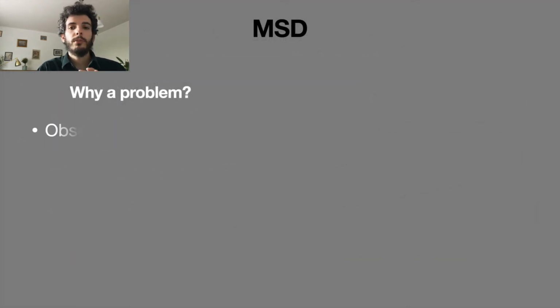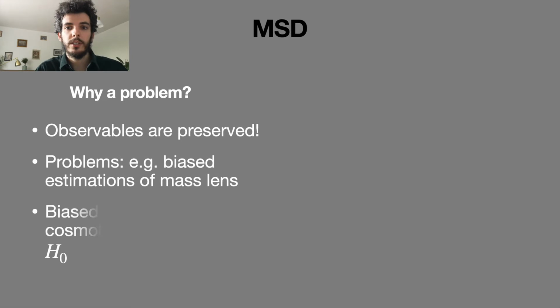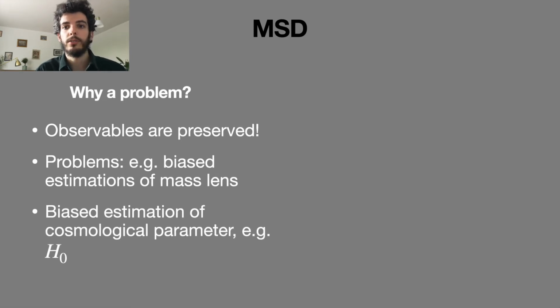So now the problem with these transformations is that the observables are preserved. So if we have different sets of parameters which give the same observable, this will introduce considerable errors when estimating this parameter, and consequently these errors will propagate if we are inferring other cosmological parameters from this lensing event, for example the Hubble constant.